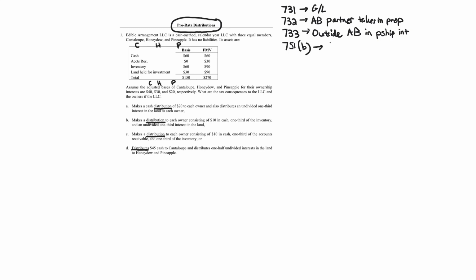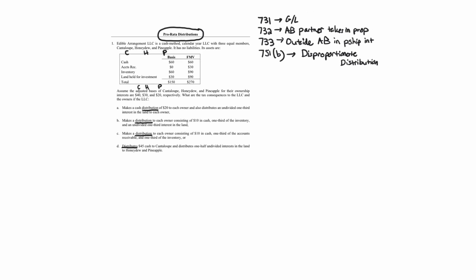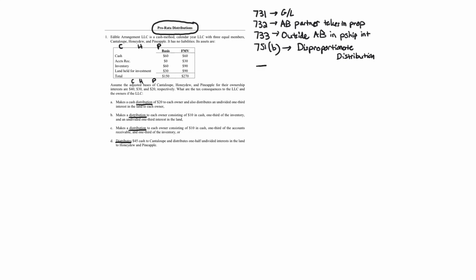733 is the outside basis a partner has in the partnership interest if it's a non-liquidating distribution. And 751B applies if it's a disproportionate distribution. So whenever you know a problem deals with distributions, the first thing you always want to do is determine if it's going to be pro rata or not pro rata, also known as disproportionate, because the tax consequences are going to be drastically different, and the way we analyze is drastically different. Now, there is some overlap of application, because if you're disproportionate, they'll rely on the pro rata rules, but pro rata does not rely on disproportionate rules.